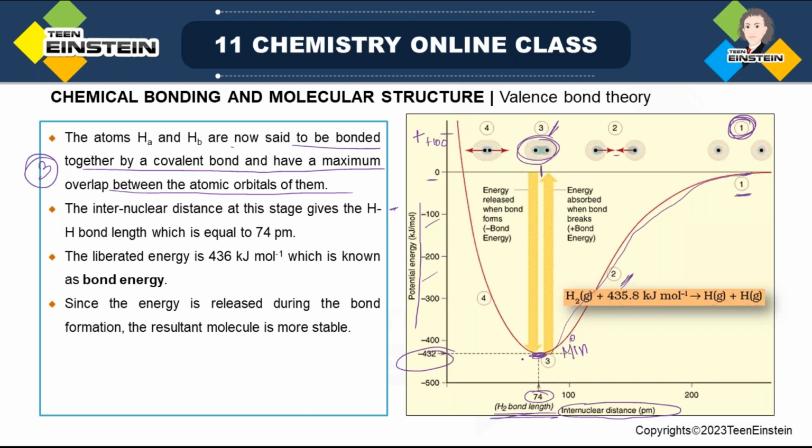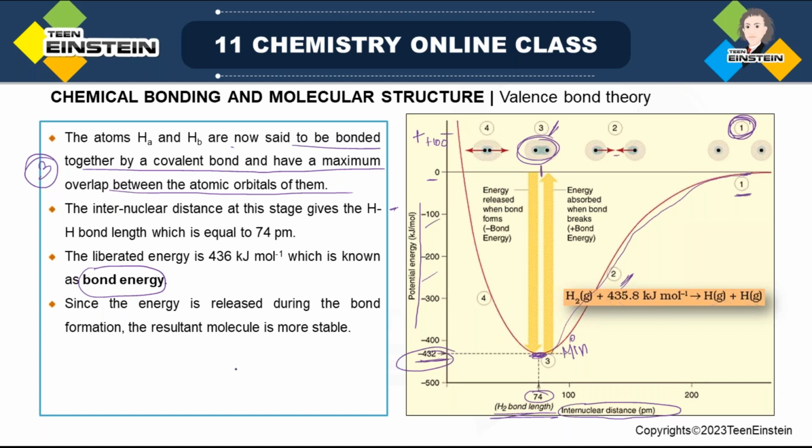And the corresponding energy, as it is negative sign, so obviously it is liberated energy. Energy is liberated, 436 kilojoule per mole, and this is actually the bond energy. So if you break the bond between two hydrogen atoms, this amount of energy will be liberated.